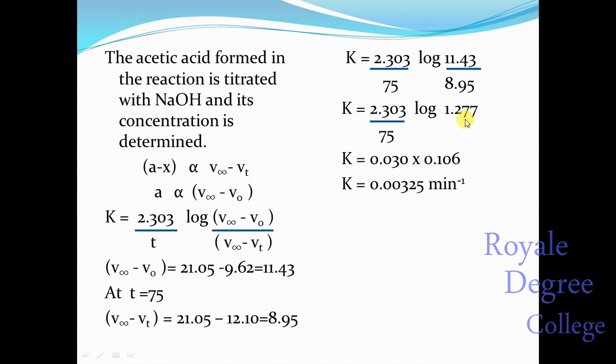That is log 1.277. Now in the next step, we are dividing this value, guys. That is 2.303 divided by 75. We will get 0.030, into log of 1.277, which is 0.106. Now we are multiplying these both values, so we will get the K value as 0.00325 per minute.